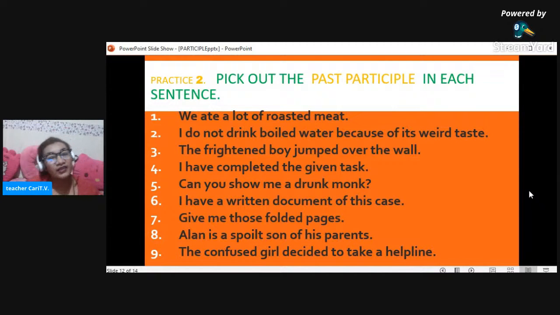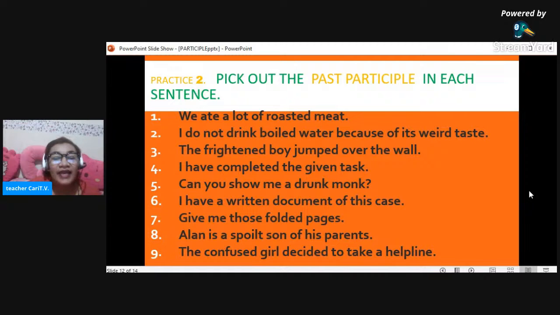Number 2, I do not drink boiled water because of its weird taste. What kind of water? Number 3, the frightened boy jumped over the wall. So we know that jumped is the main verb. What kind of boy are we pertaining to with number 3? Number 4, I have completed the given task. What kind of task? Number 5, can you show me a drunk monk? What kind of monk?